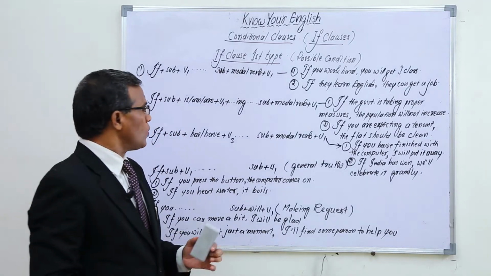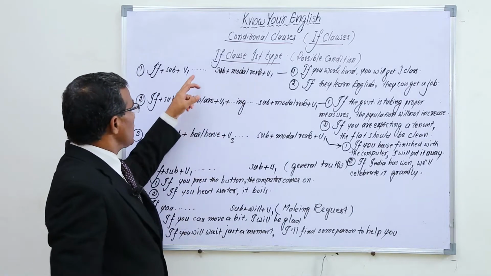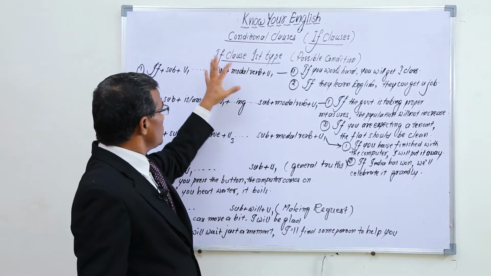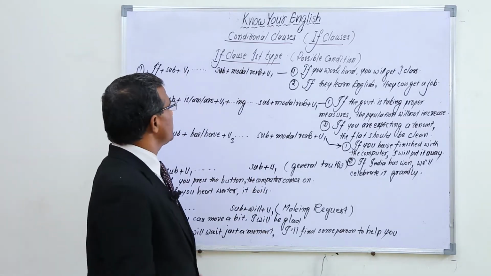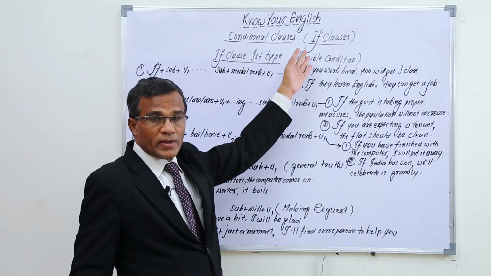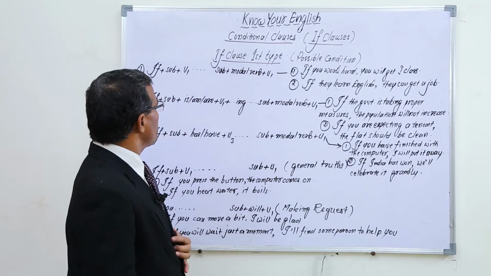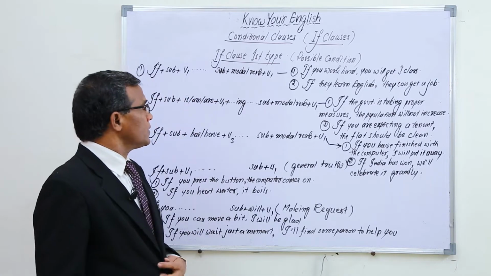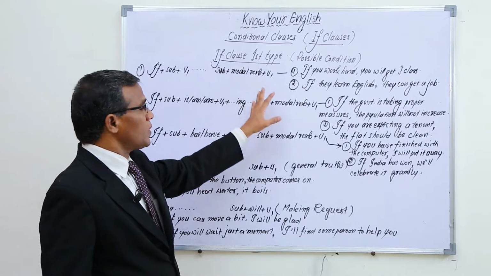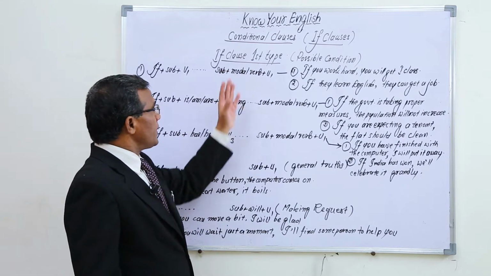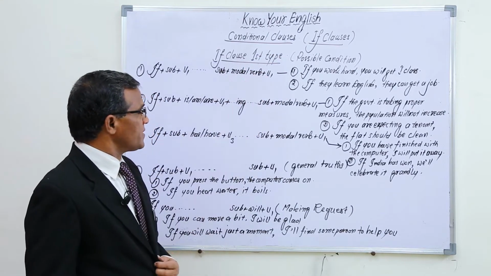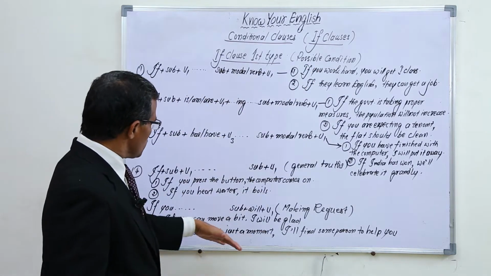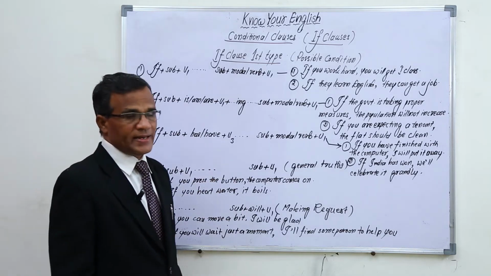Let me explain all these sentences in a clear way. Okay, conditional clauses. These are all called conditional clauses, and we also call them if clauses. There are first type, second type, and third type if clauses. As per this, we are now learning the first type of if clause. Under conditional clauses we are learning if clause first type, and this is called possible condition. Under possible condition we are learning all these 5 types of sentences.